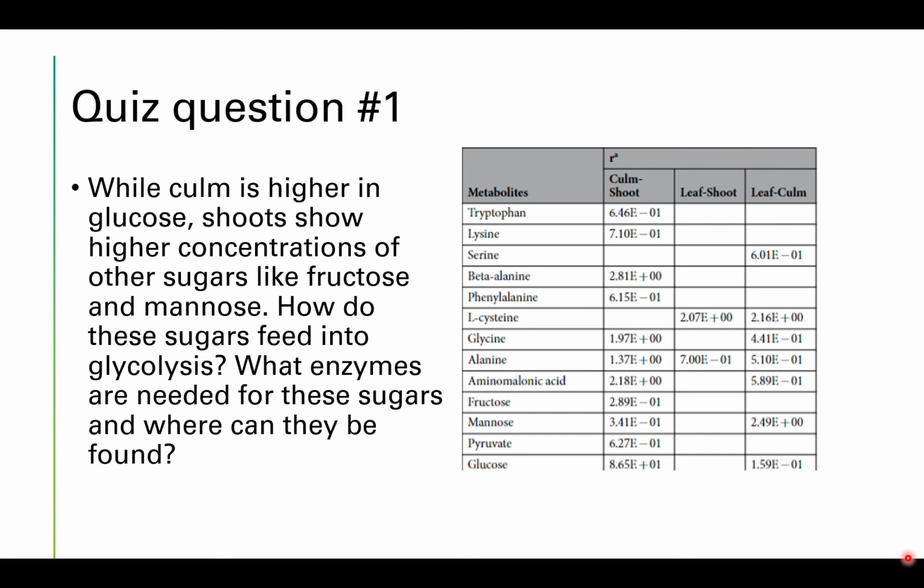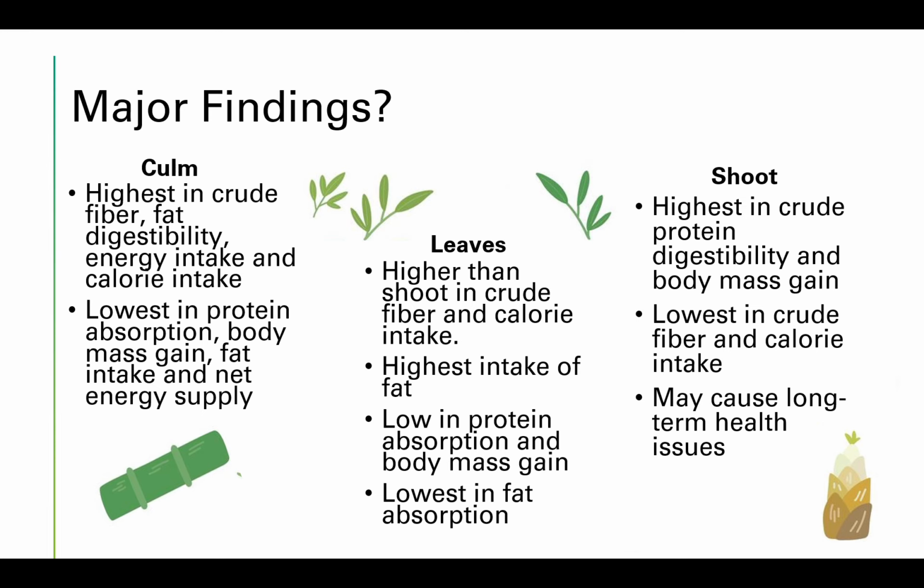But continuing on, what's the summary of these major findings? So we have the culm group. They're the highest in crude fiber, fat digestibility, and, as mentioned before, energy intake and calorie intake, but they're the lowest in protein absorption, body mass gain, and fat intake, and then, ironically enough, energy supply, despite being the ones highest in energy intake. Leaves are higher than at least the shoot group in crude fiber and calorie intake, and they have the highest intake of fat, as mentioned before, but also, as mentioned before, they're the lowest in fat absorption, and they're lower in protein absorption and body mass gain.